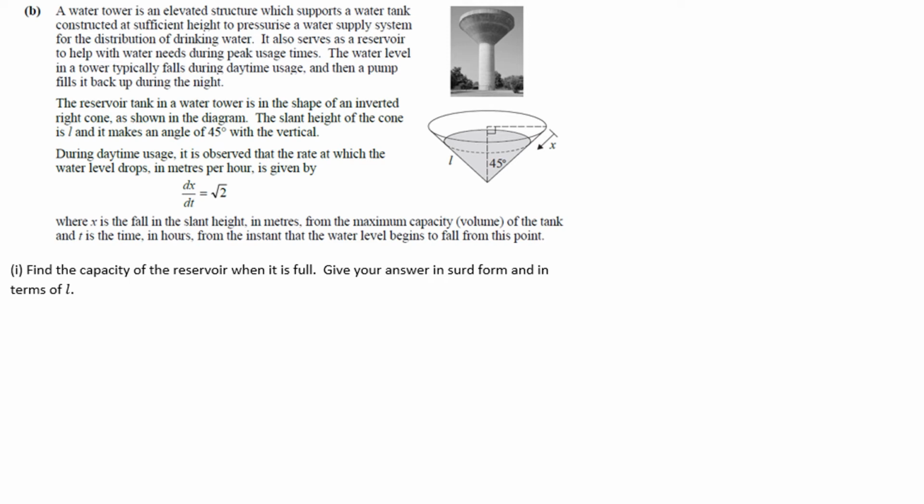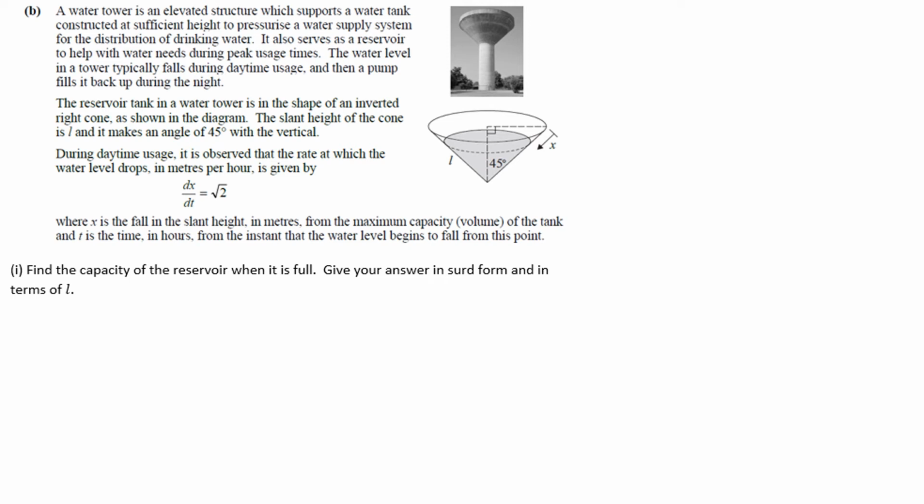During daytime usage, it is observed that the rate at which the water level drops, in meters per hour, is given by dx/dt equals root 2, where x is the fall in slant height in meters from the maximum capacity, which means the volume of the tank, and t is the time in hours from the instant that the water level begins to fall from this point. Find the capacity of the reservoir when it's full. Give your answer in surd form and in terms of L.